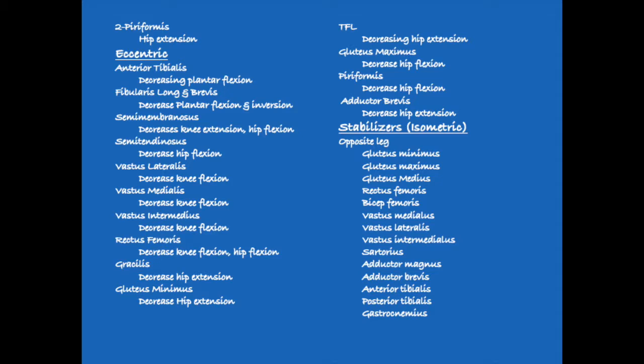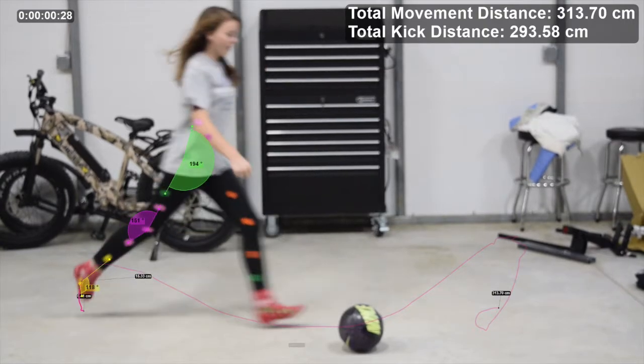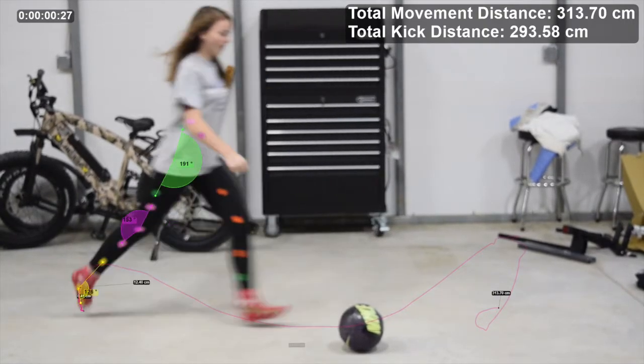Stabilizers are isometric, and on the opposing leg, it is everything in the lower leg containing the gastrocs, the glute med, min, and max, rectus femoris, biceps femoris, vastus medialis, intermedius, lateralis, the sartorius, the adductors, the posterior tibialis, the soleus, the iliopsoas, and the longus and brevis are utilized, as well as erector spinae, rectus abdominis, external obliques, internal obliques, transverse abdominis, anterior deltoid, posterior deltoid, medial deltoid, upper traps, trapezius as a whole, and the sternocleidomastoid.